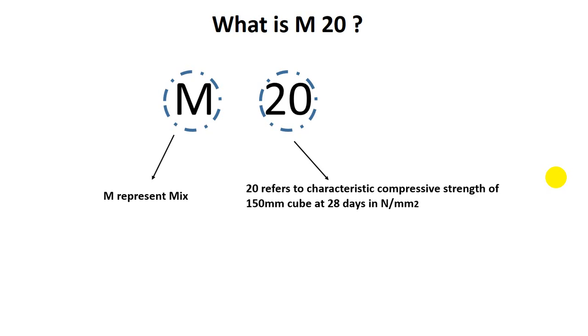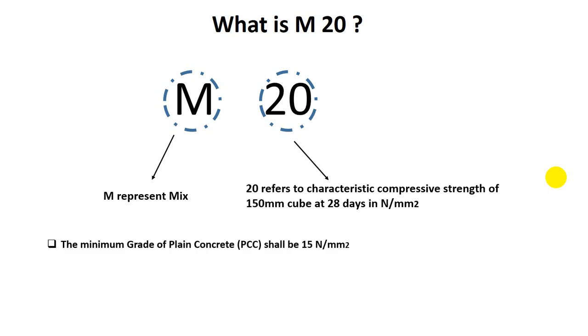Here if we use 40 or 30 instead of 20, any of them will represent the compressive strength at 28 days after a cube test of a 150 millimeter cube. So if we consider 30, it will be 30 Newton per millimeter square compressive strength, like that.